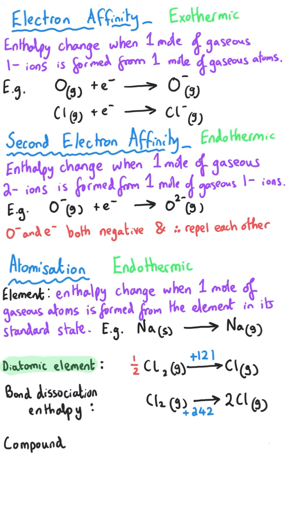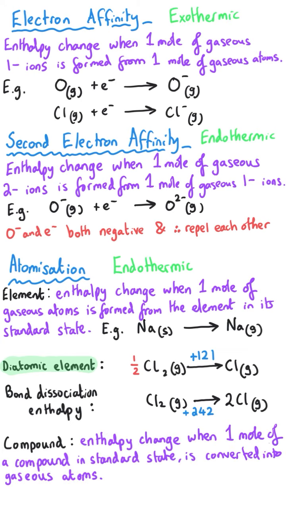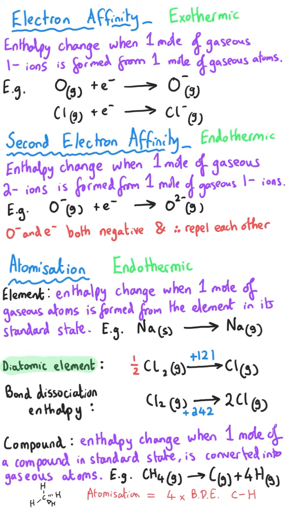A definition of atomization that you encounter far less frequently is if you are atomizing a compound, and that is when you take 1 mole of a compound in its standard states and you convert that into gaseous atoms. For an organic molecule, such as methane, this will involve the breaking of 4 carbon-hydrogen bonds. So the atomization of methane is going to be 4 of the bond dissociation enthalpies of carbon to hydrogen. But if we had an ionic compound, for instance sodium chloride, the process would be turning 1 mole of sodium chloride solid into 1 mole of sodium gas and 1 mole of chlorine gas.